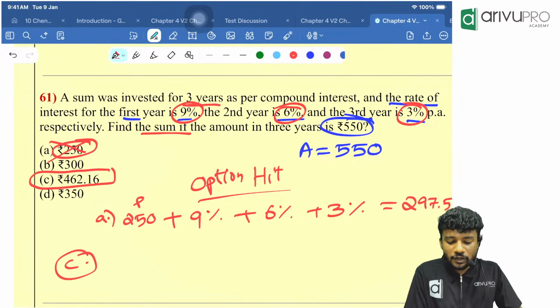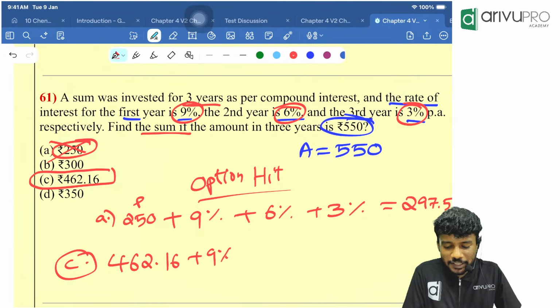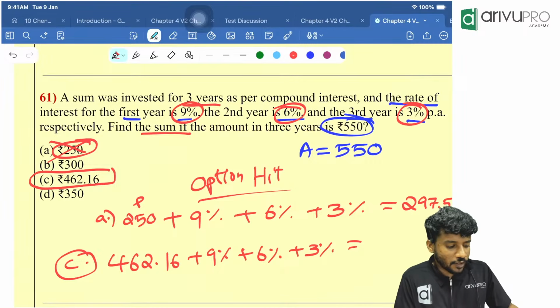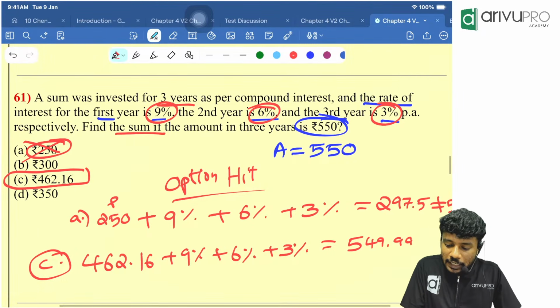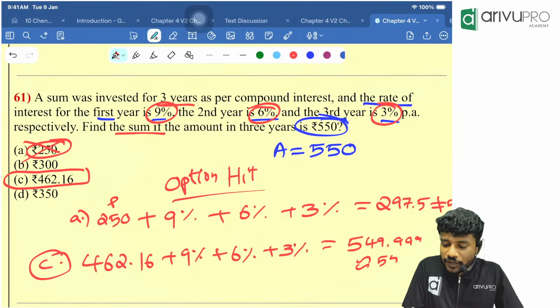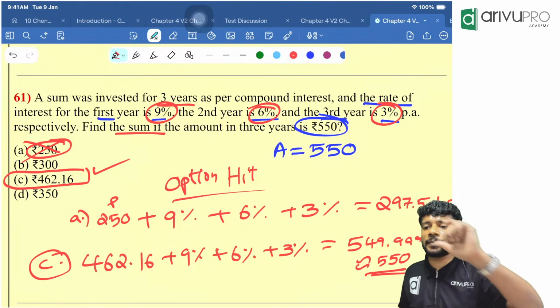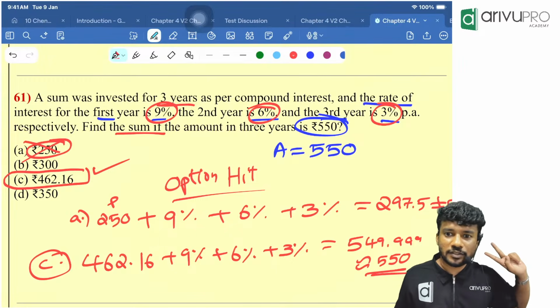I will try option C. 462.16 plus 9% plus 6% plus 3%. How much is it? It is coming to be 549 point, no, that is nothing but 550, which is our required answer. So which option is the right answer, people? Option C. Understood?